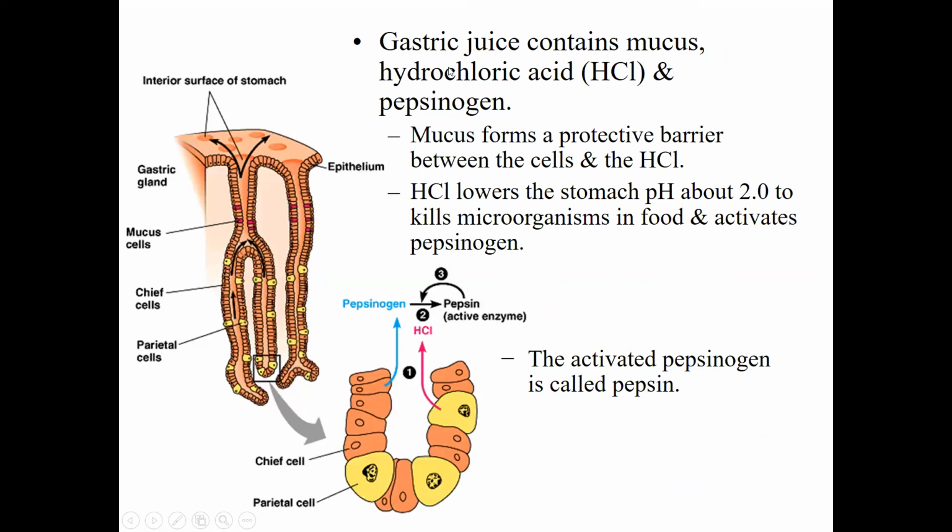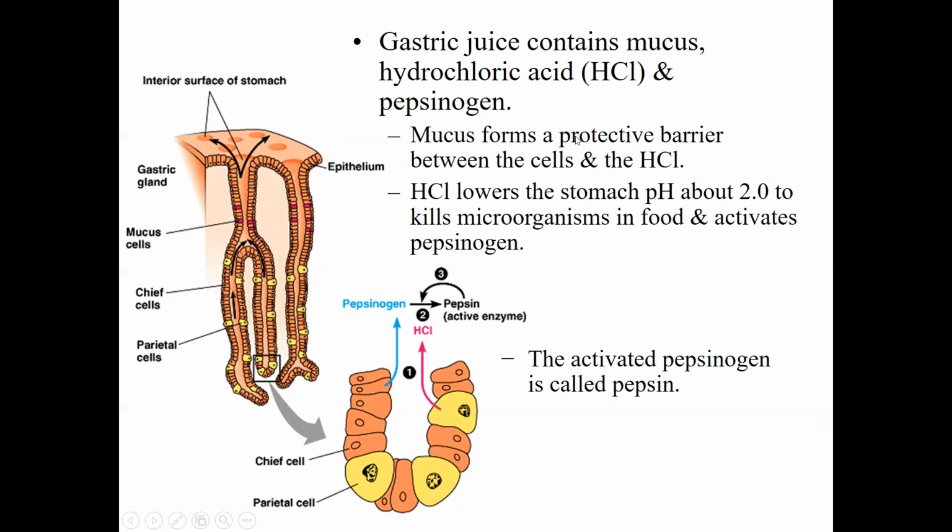Gastric juice contains mucus, hydrochloric acid, and pepsinogen. They are secreted out. The mucus forms a protective barrier between the cell and the hydrochloric acid. The hydrochloric acid lowers the stomach pH to about 1.5 to 2.0. This pH is able to kill microorganisms in the food and activate the pepsinogen, which means it converts pepsinogen into pepsin. It also provides an optimum pH for the action of pepsin.